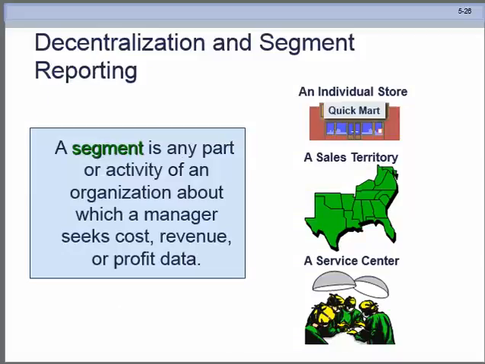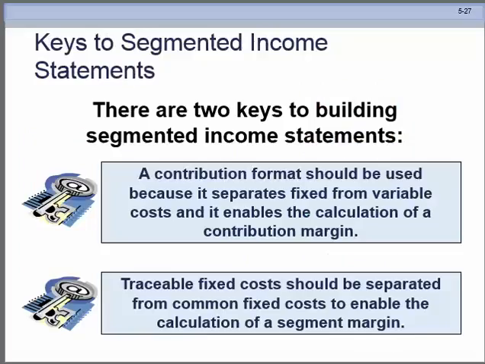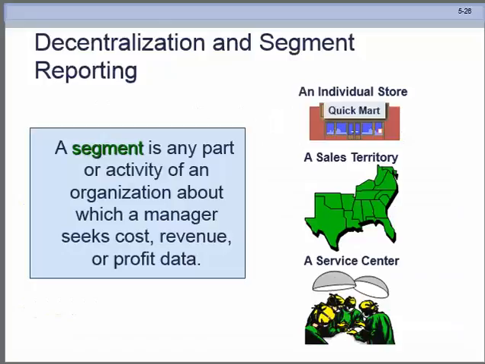All right. Now, let's go on to an idea of decentralizing operations and looking at different segments. Whoops, let me scoot back there. Okay. So when we look at segmented income statements, what we're talking about is a part of an activity of an organization about which managers want to know cost, revenue, and other financial data.